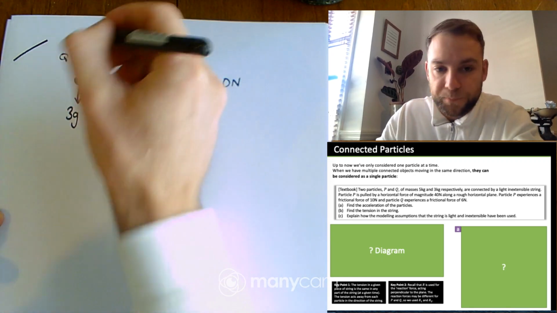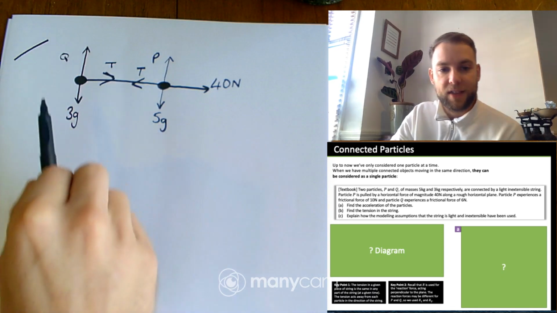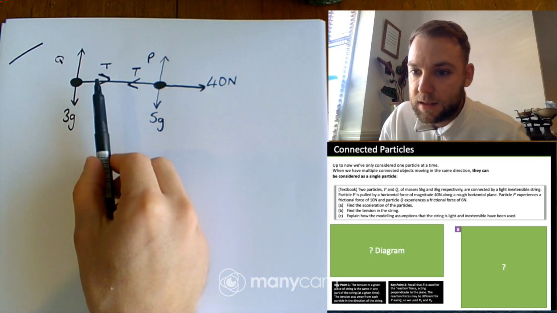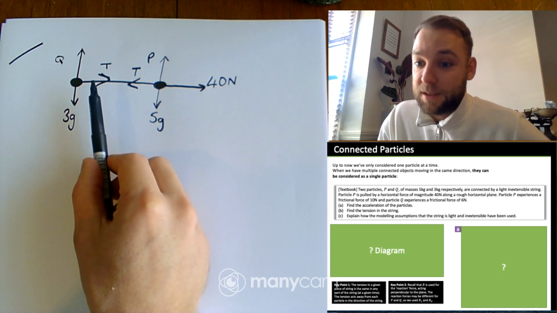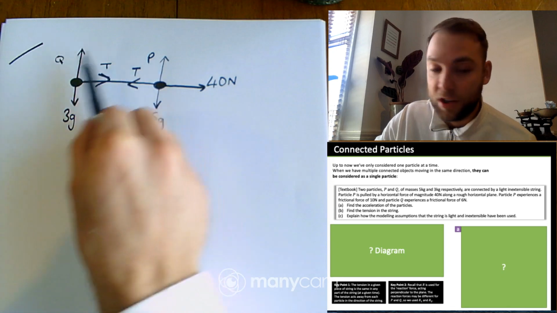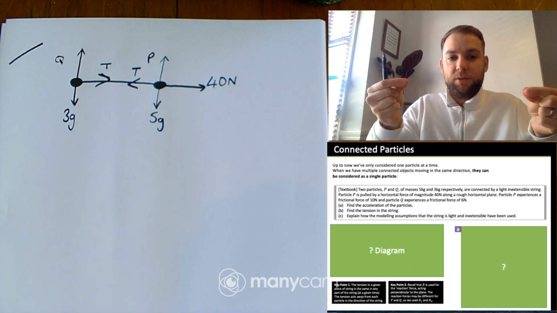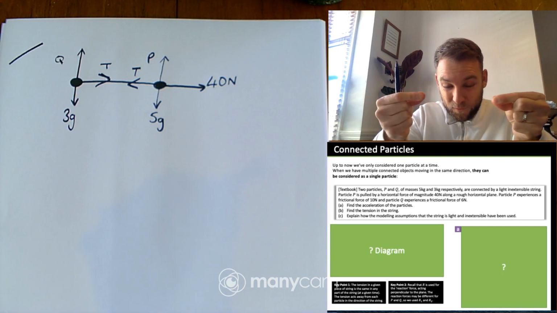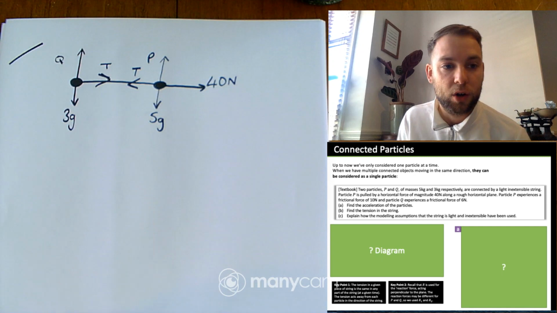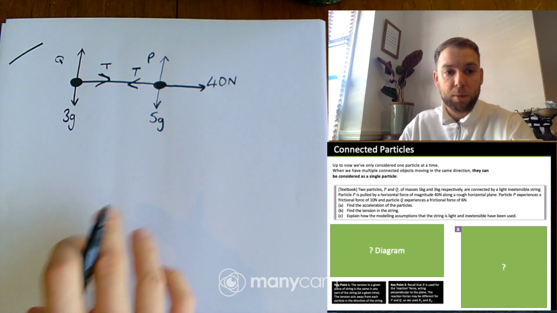So this tension. Now, the thing to notice is that I've called this T and T, and that's because this is a light inextensible string, so I always mess that up. A light inextensible string, which means the tension in both of these is exactly the same. It means that the string isn't elastic, so it's not stretching. It's kind of one fixed string that doesn't stretch, and it means that the tension across all of this is exactly the same. Now, we are missing a couple of things here.